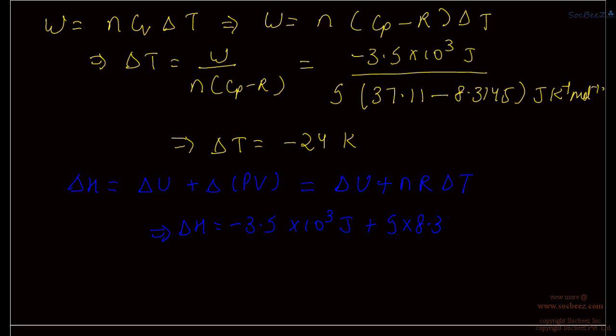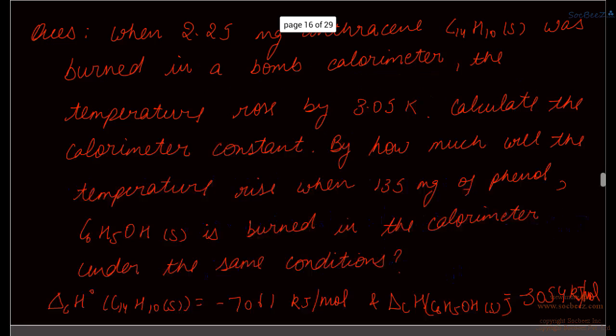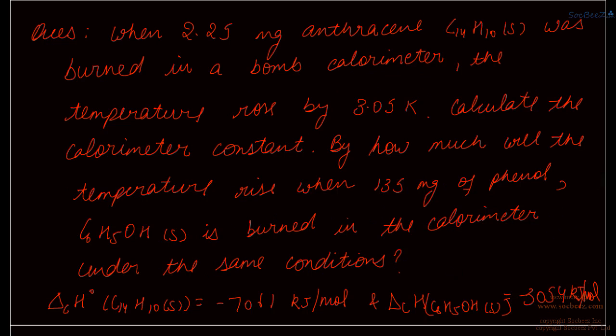So from here delta H equals minus 3.5 into 10 raised to the power 3 joule plus 5 into 8.3145 into minus 24 joule. So the value of delta H comes out to be minus 4.5 into 10 raised to the power 3 joule. So this is the last variable that we were supposed to calculate. Now let's move on to the next question.